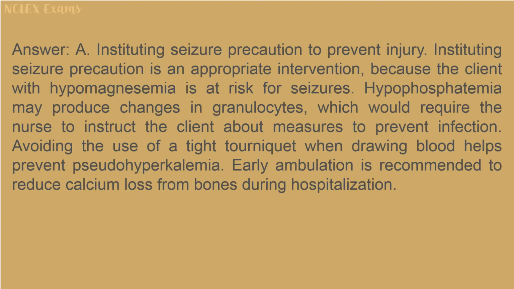Answer: A. Instituting seizure precaution to prevent injury. Instituting seizure precaution is an appropriate intervention, because the client with hypomagnesemia is at risk for seizures. Hypophosphatemia may produce changes in granulocytes, which would require the nurse to instruct the client about measures to prevent infection. Avoiding the use of a tight tourniquet when drawing blood helps prevent pseudohyperkalemia. Early ambulation is recommended to reduce calcium loss from bones during hospitalization.